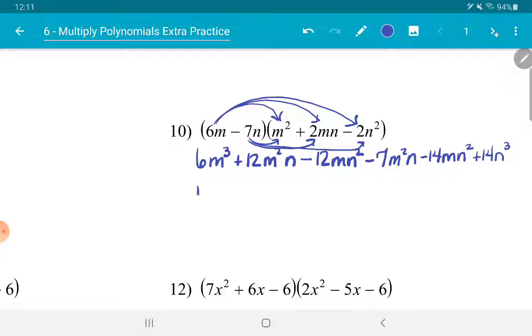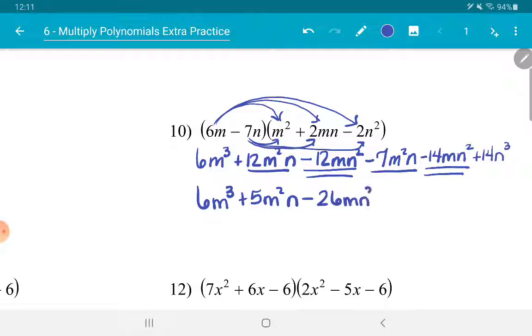So then we just need to combine like terms. So we have 6m cubed. M squared n, we have this one and this one, so that would give us 5m squared n. And then mn squared, we have this one and this one, so that gives us negative 26mn squared. And then we have 14n cubed.